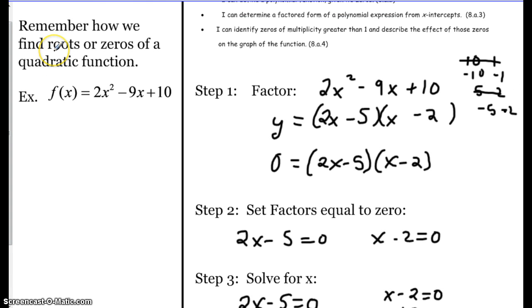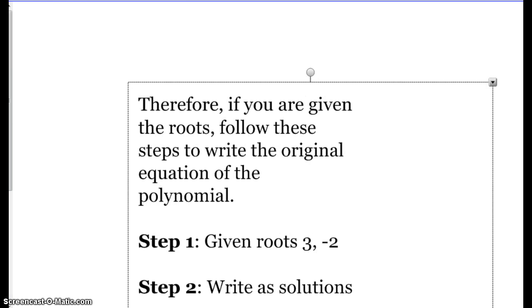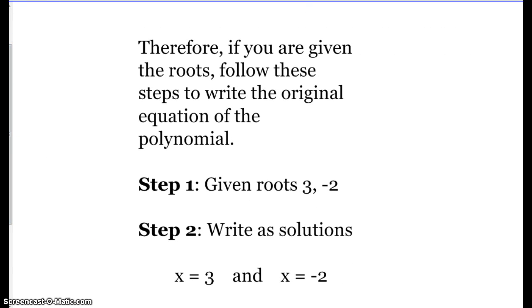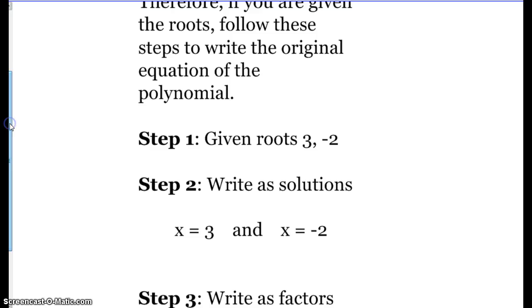Okay, so remember, roots or zeros, that's how we find them. Now we're going to take this to the next step and learn how to do it in reverse. So if we are given roots, we're going to follow these 4 steps to then come up with the original equation. So we're just going to be doing what we know in reverse now. We could be given the roots in words, or we can be given the zeros in a picture, and you have to pull out what the values are.